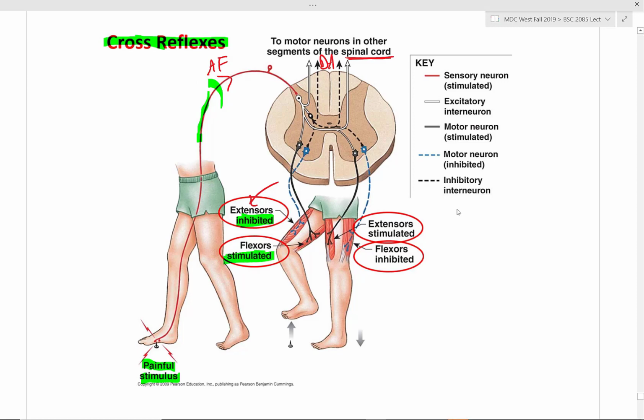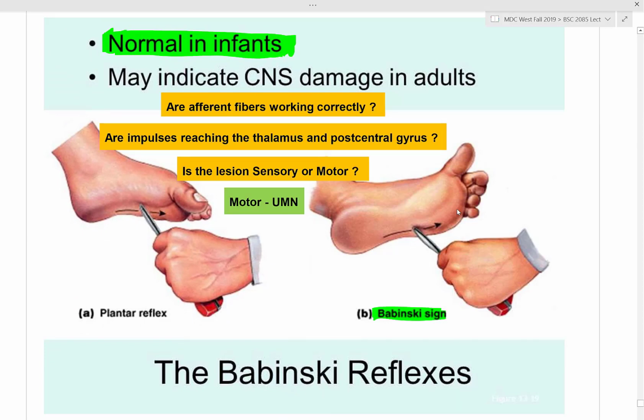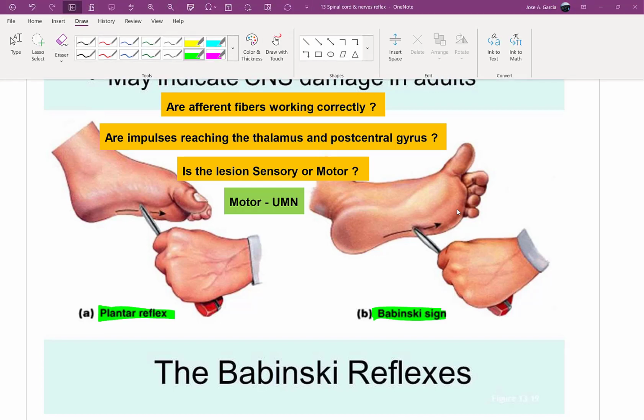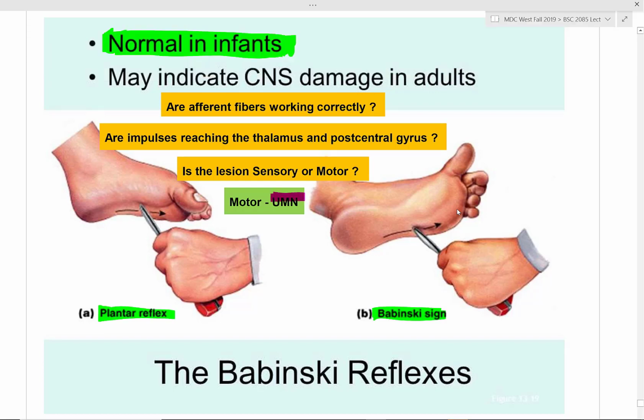What is a Babinski reflex? Normally, a Babinski reflex is normal in infants because infants have not truly developed their central nervous system and peripheral nervous system integration. In an adult, you should not have any fanning out of the toes of your feet. You should have a normal plantar reflex. So if you see a Babinski reflex in an adult individual, that is telling you automatically that this reflex is due to damage of an upper motor neuron lesion.